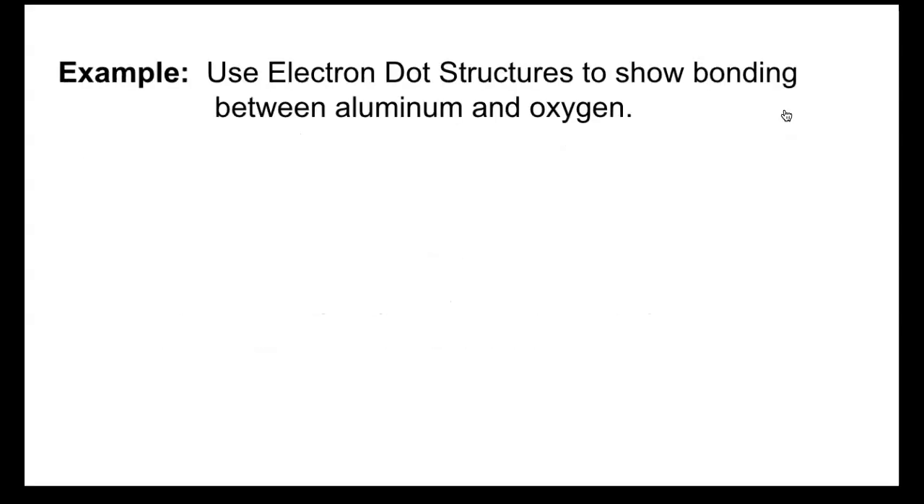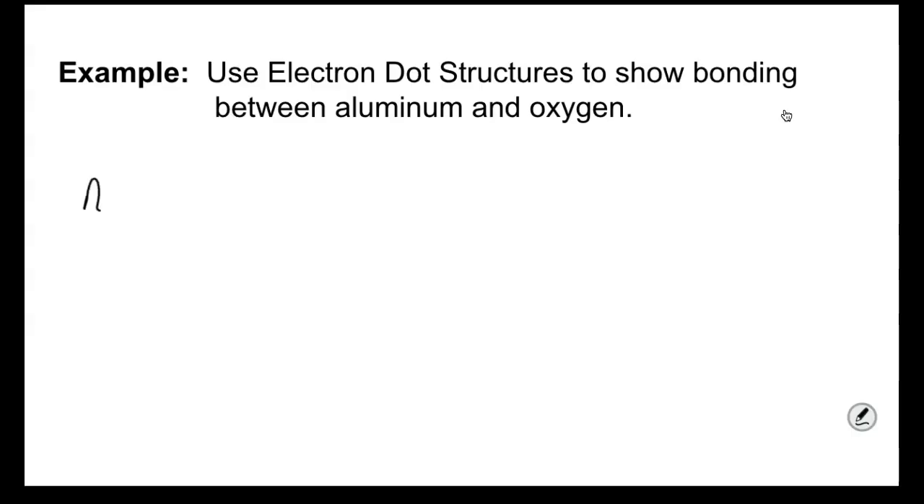So let's practice quickly. Remember, you can pause the video if you need to. You can work this out and then come back and play the video again to check your answer. But what I'd like you to do is use electron dot structures to show the bonding between aluminum and oxygen. And so I'm going to go ahead and do that up here on the board.